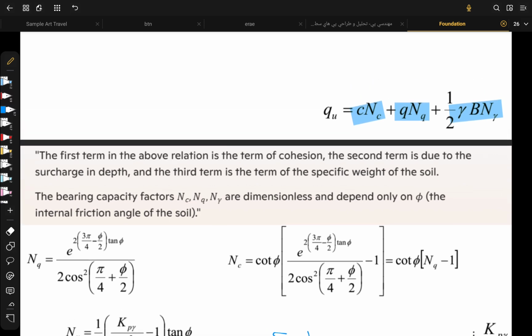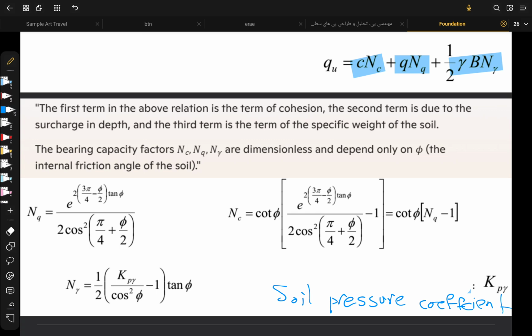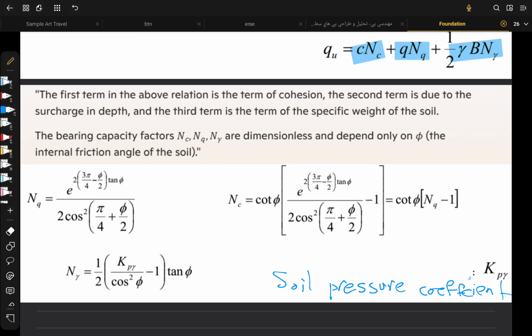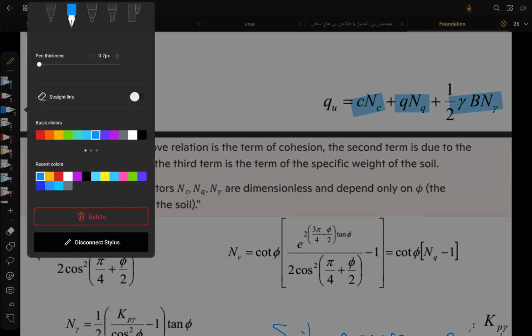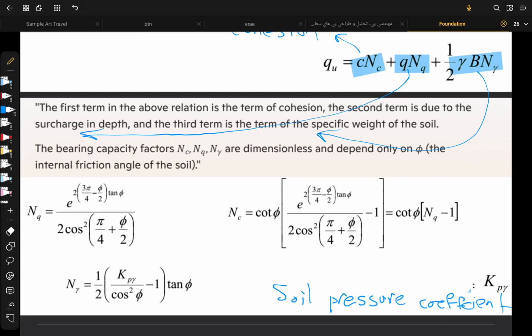Okay, let's see what the Terzaghi equation says. This is the Terzaghi equation. QU is equal to c Nc plus q Nq plus one half gamma B N gamma. The first term in the relation is the term of cohesion. It's important. The second term is the surcharge at depth, and the third term involves the specific weight of the soil. This is the specific weight of soil, and this is the depth. That's important for you to know.